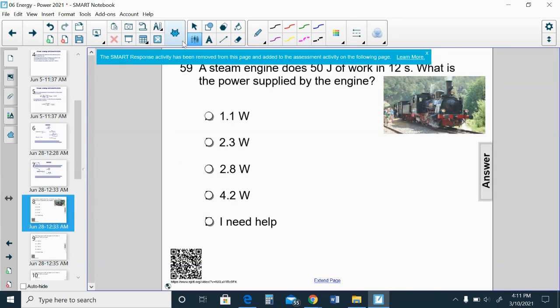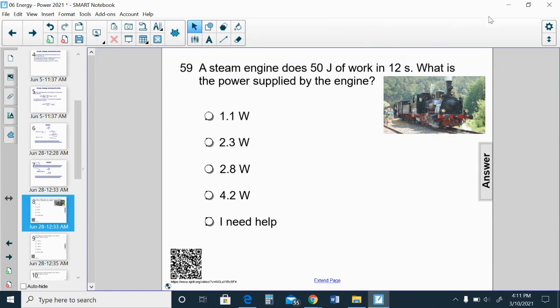So let's try out a couple practice problems here. A steam engine does 50 joules of work in 12 seconds. What is the power supplied by the engine?